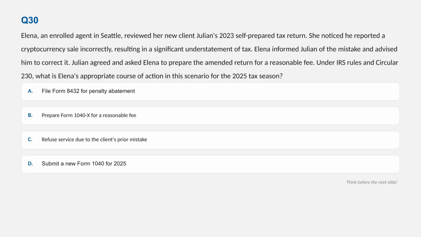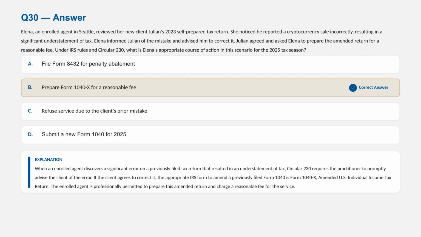season? A. File Form 8432 for penalty abatement. B. Prepare Form 1040X for a reasonable fee. C. Refuse service due to the client's prior mistake. D. Submit a new Form 1040 for 2025. The correct answer is B. Prepare Form 1040X for a reasonable fee.